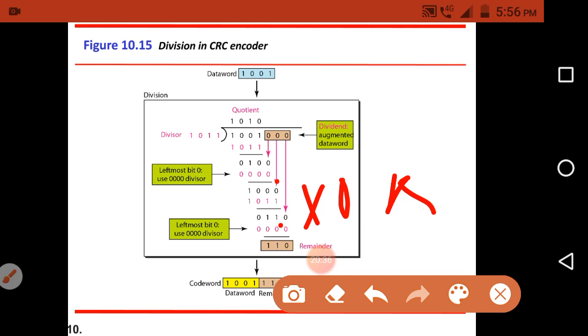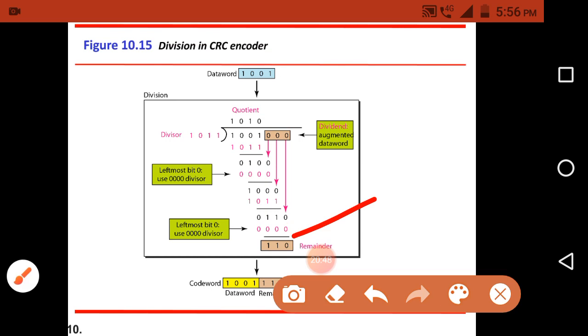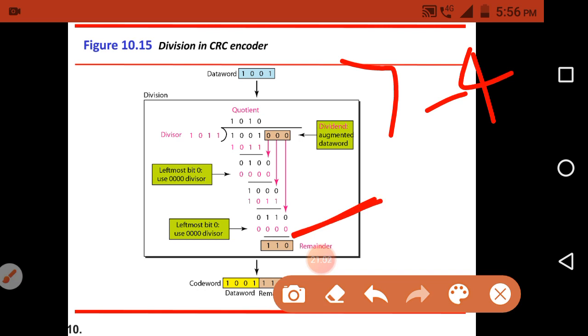Now this will be the final result. Why is it the final result? There is no bit left in the dividend to pull down. So we have to consider this as the final remainder, 110. In the block diagram I told you that the remainder size will be n minus k. So here n is 7 minus 4, that is 3. That is the size of the remainder we get after performing the division operation.